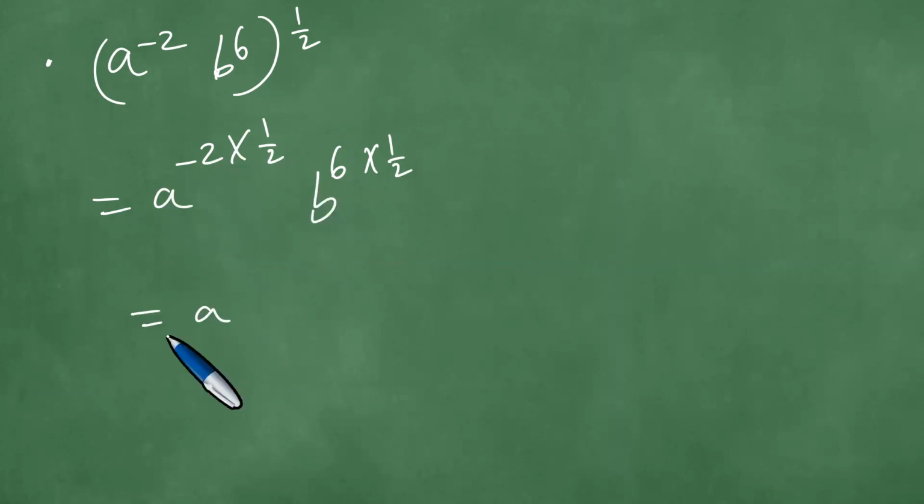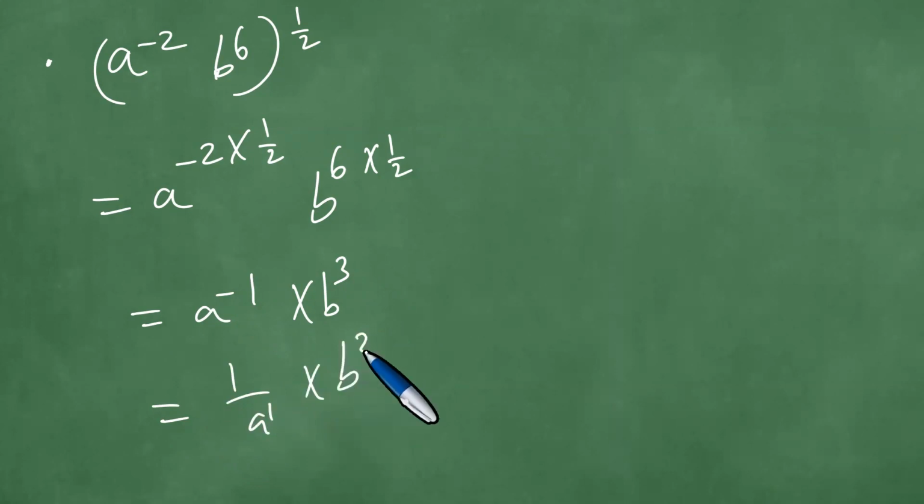So what is the answer here? A to the power minus 1. Well done. A to the power minus 1 times b to the power 3. A to the power minus 1 is 1 over a to the power 1. Okay, we can write it down like this, which is b cubed over a. So that's the answer.